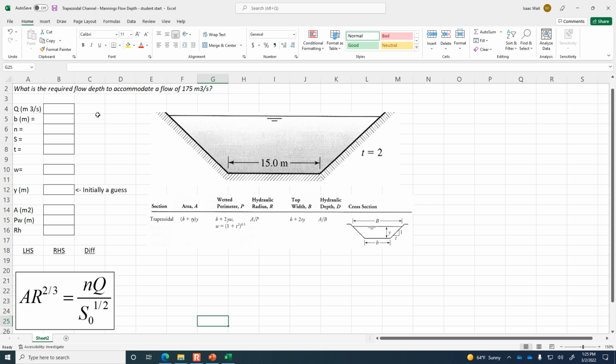All right, so let's put in the details we know and set this up to try and find out what would be the flow depth. What's the required flow depth to accommodate 175 cubic meters per second?